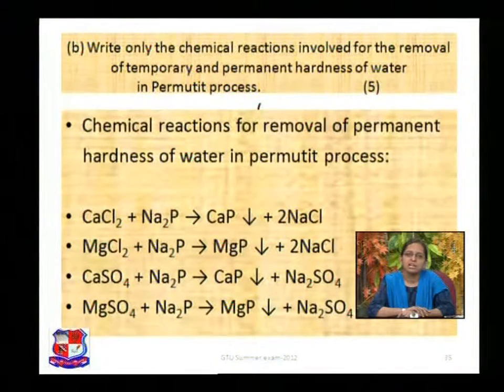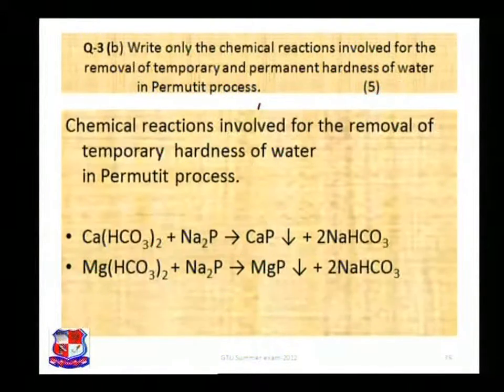You can see very clearly we have CaP, that is calcium is retained on the permutit bed, and then you have sodium sulfate. Okay, at the same time, if you see here, magnesium sulfate plus Na2P, that is going to give MgP, that is magnesium is going to get retained on the permutit bed, and finally we will have Na2SO4 in the reaction. So if we summarize the chemical reaction, that is they have asked only the chemical reaction, that is for the 5 marks in the permutit process.